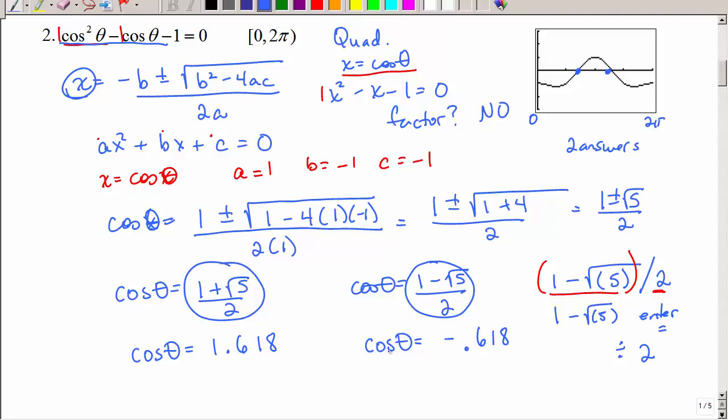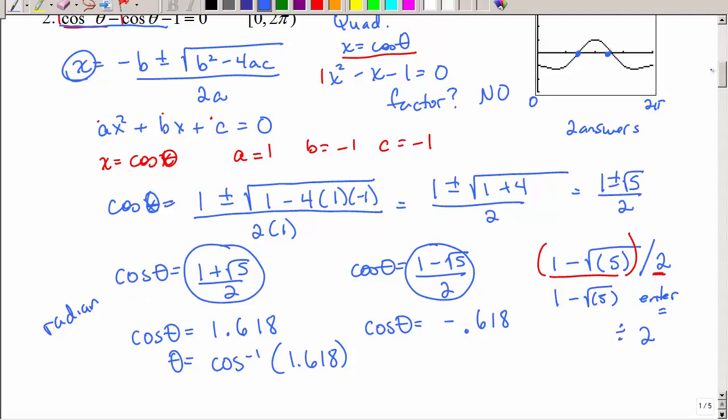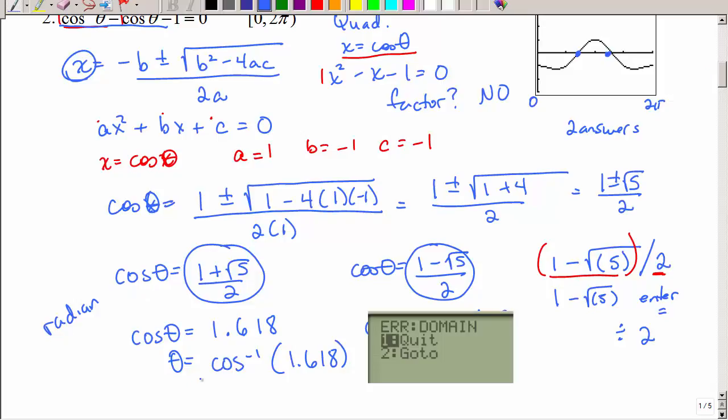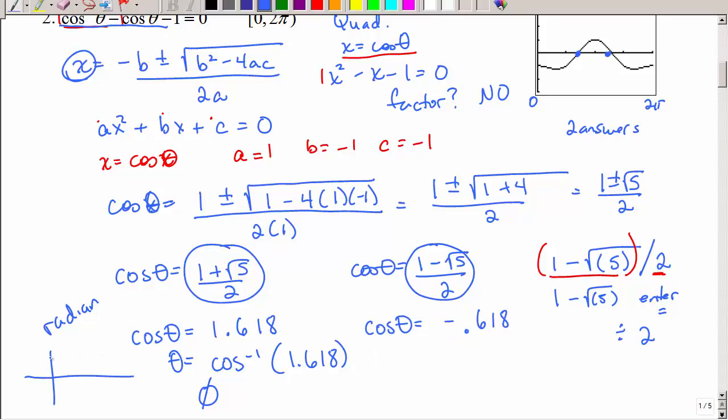Let's get back to this. If I take theta and I take the inverse cosine of this and I want to be in radian mode, what does your calculator tell you? It should tell you error, out of domain. And that is because, remember the cosine wave? What's its range? From +1 to -1. This is out of the range. Cosine can't be bigger than 1, so that's not possible.